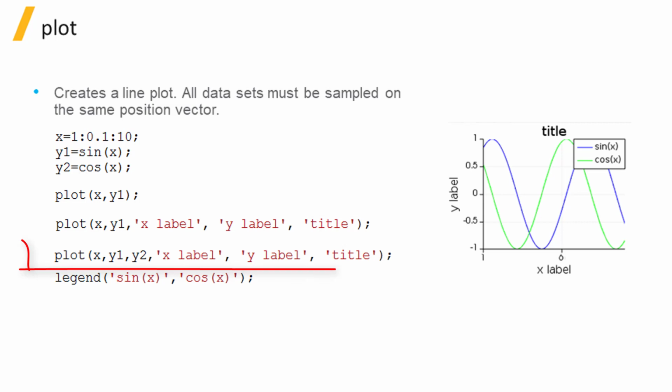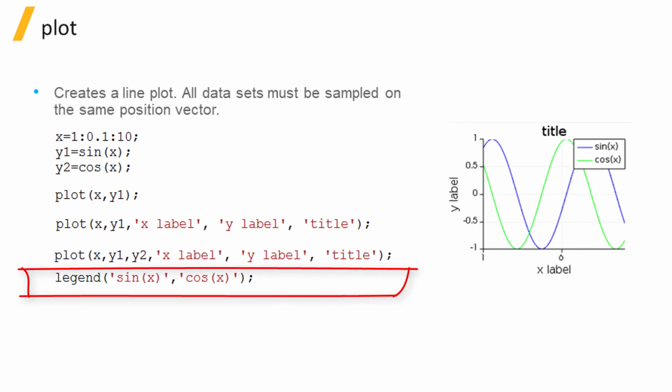You can create multiple lines on the same plot as long as all the y vectors have the same length and are sampled on the same x position vector. In order to distinguish the multiple lines, you can add a legend for each line using the legend command.